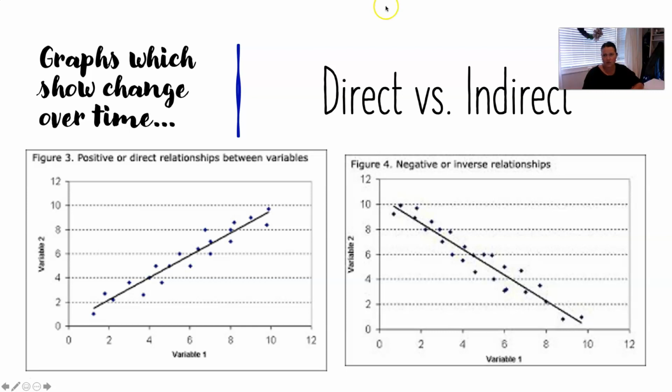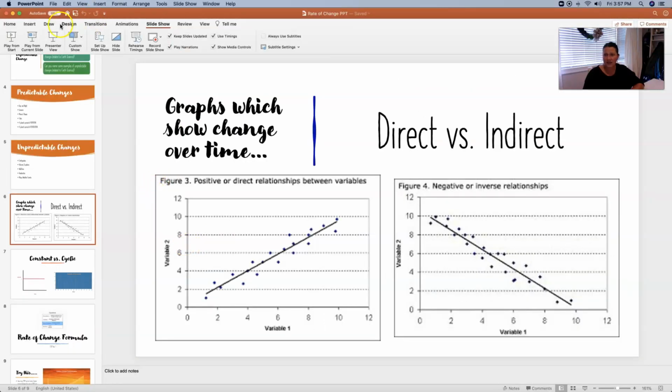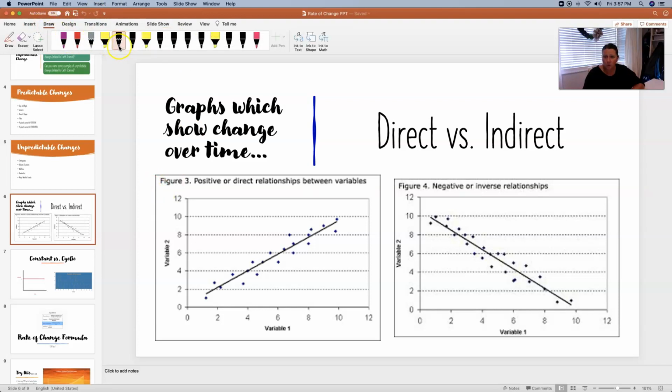I'm going to get my writing tools up here. Let us begin with the first graph on the left, which is known as your direct relationship graph. A direct relationship, sometimes also called a positive relationship graph, is basically when both your X and Y axis relate to each other in a positive way, so that if one variable increases, so does the other. Let me show you what I'm talking about.